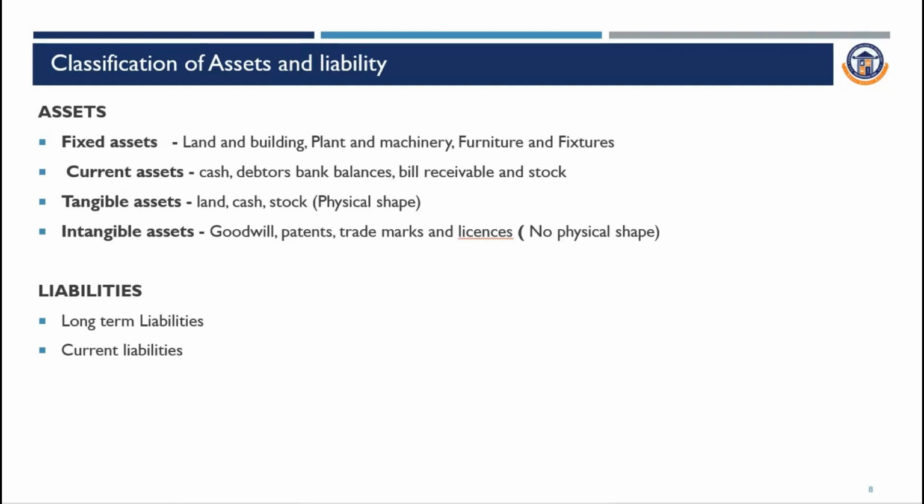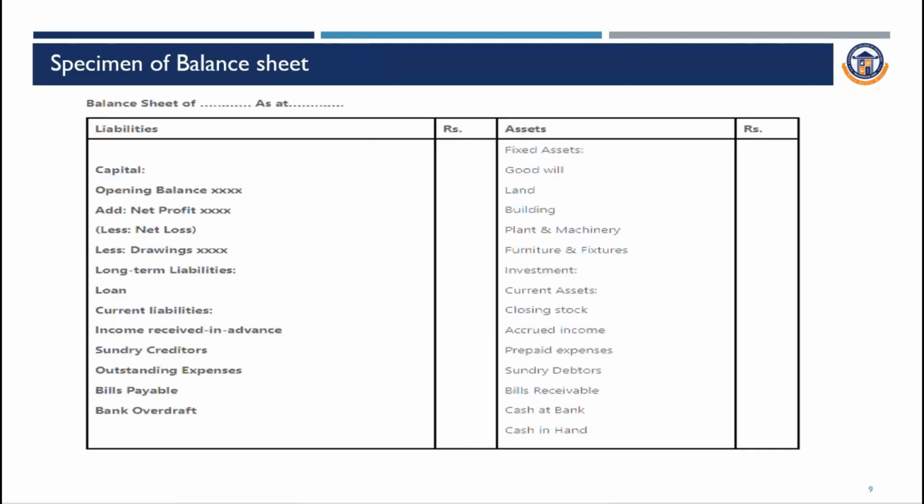Another one is liability. Liabilities are of two types: long term liability and short term liability. Short term liability is called current liability. A long term liability is repayable after a specific, long period of time. A short term liability, that is, a current liability, is a liability which is payable during the operating cycle of a business, that means within a year.